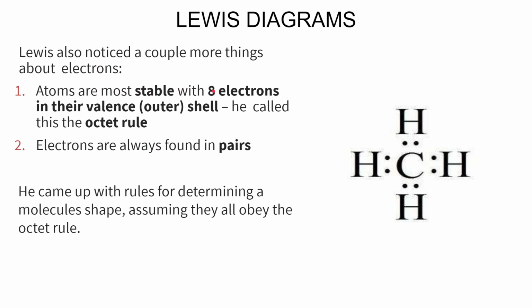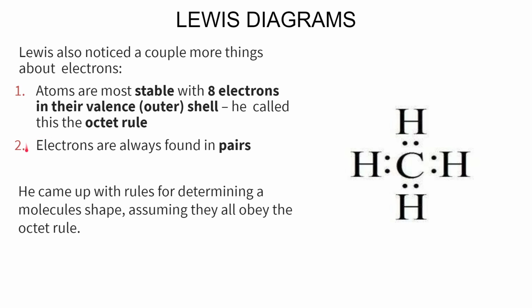Atoms are most stable with 8 electrons in their valence outer shell, and he called this the octet rule. I've asked you to Google the octet rule in the past, and they're most stable. A lot of you are writing atoms want to have 8 electrons. Well, atoms are very, very tiny, and they don't want anything. Everything in chemistry is governed by what is most stable. Because if it's less stable, it's going to react. If it's stable, it's not going to react. So if it's stable, we can view it. And so we view most things as being stable, and they're stable with 8 electrons.